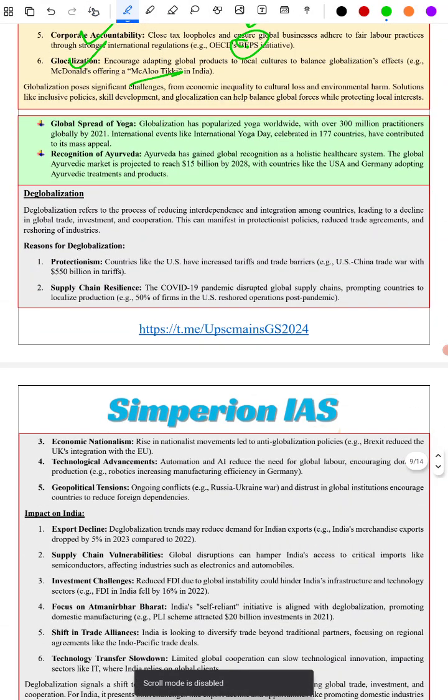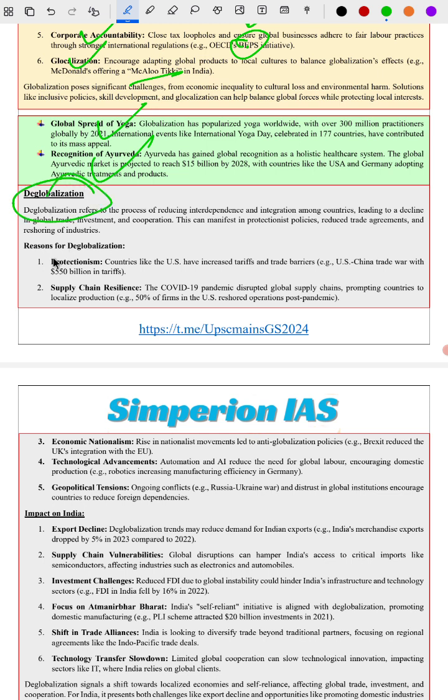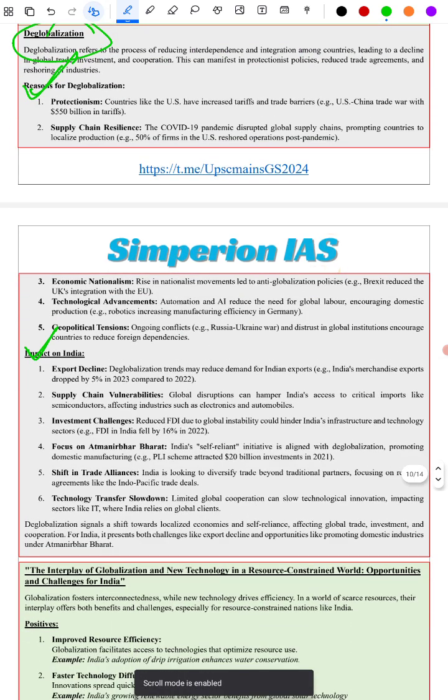Next, also there are positives. There is a spread of yoga to the world, spread of Ayurveda to the world. There is increasing protectionism in the world, that is deglobalization. We have discussed reason for deglobalization and also impact of deglobalization on India. If deglobalization happens or if there is increased protectionism in the country, what will happen to India?